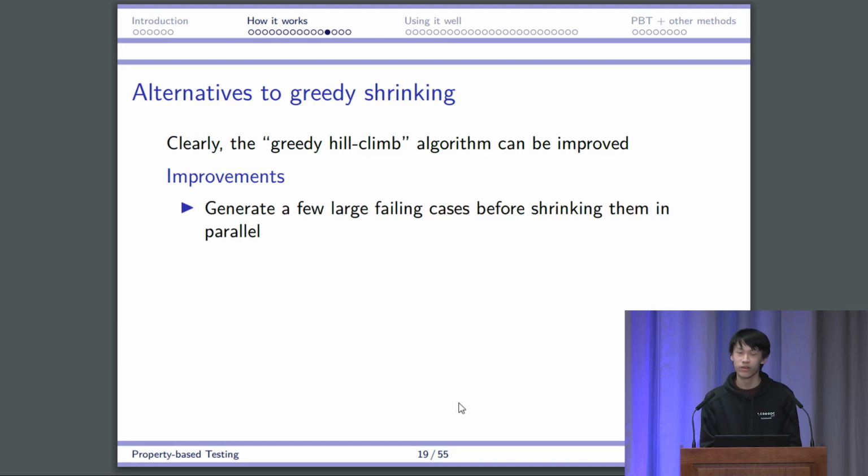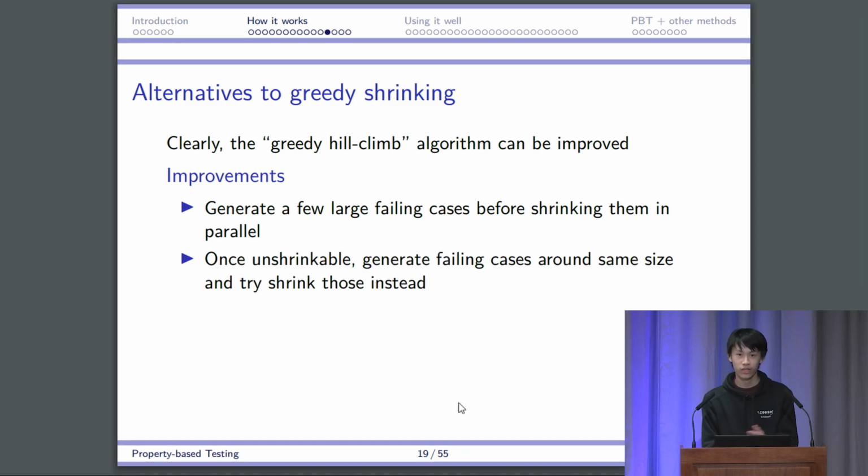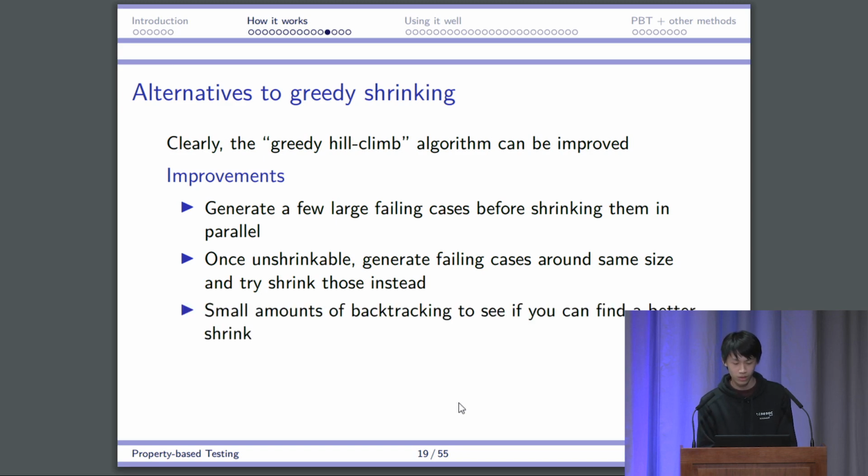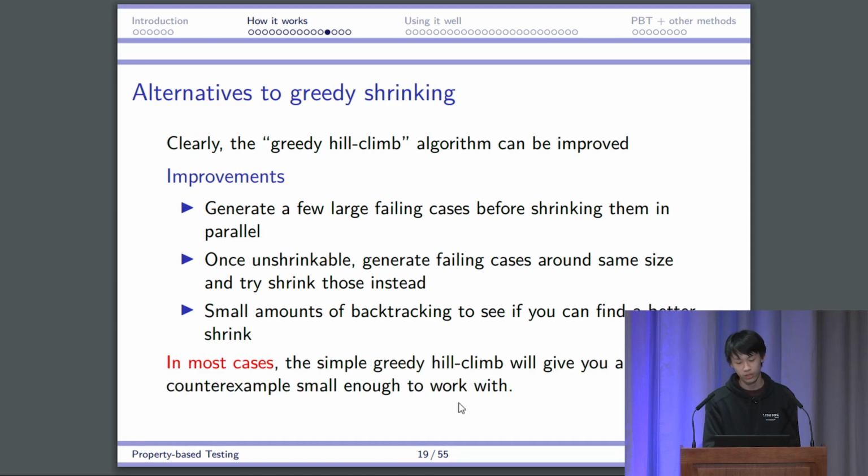First of all, you can generate a few large failing cases before shrinking them in parallel. Once you find an unshrinkable test case, you can generate failing cases that are around the same size and try and shrink those instead. Or you could do small amounts of backtracking to see if you can find a better shrink. So all of these are ways you can improve the greedy hill climb algorithm to try and find the simplest possible test case. However, it must be noted that in most cases, the simple greedy hill climb will actually give you a counterexample small enough to work with.